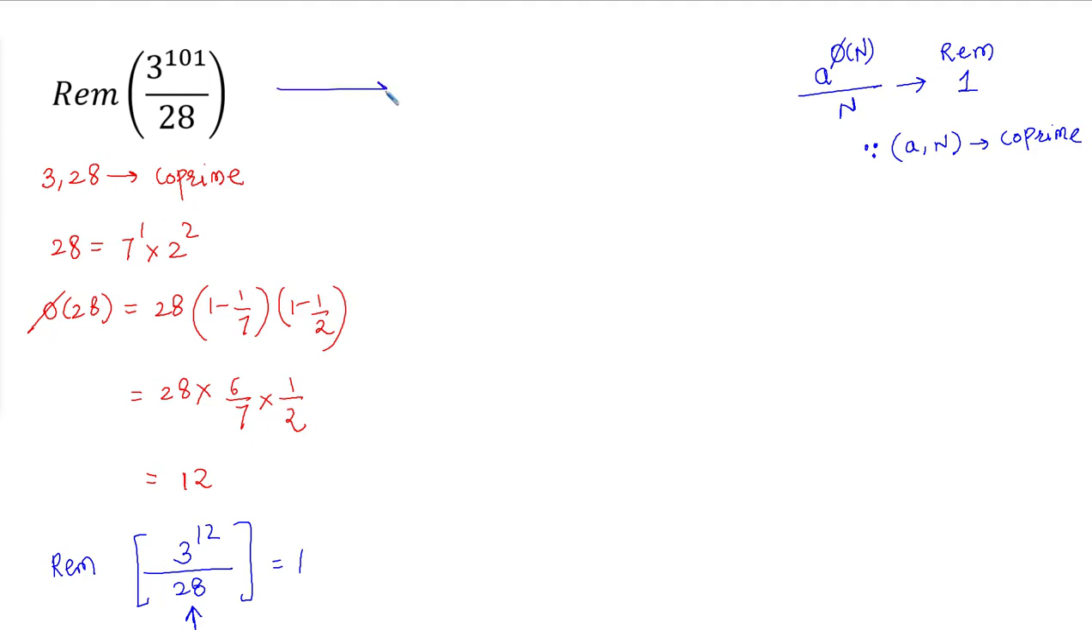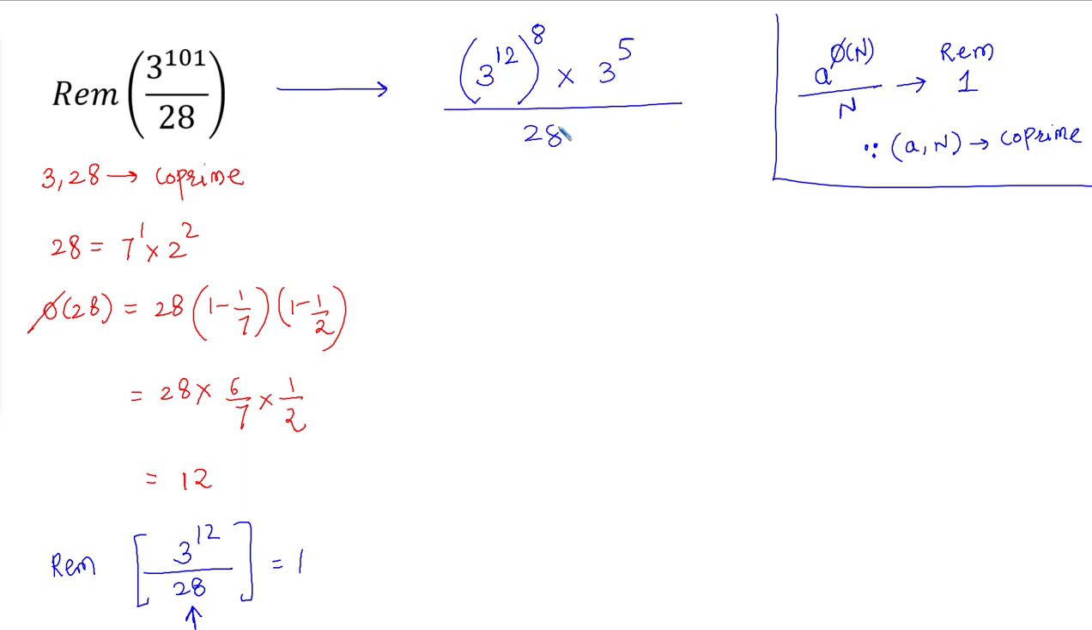Okay, so we want the power of 3 to be 12. So 3 to the power 12, bracket to the power how much? 12 8s are 96. Okay everyone, 12 8s are 96. What is left? 3 to the power 5 is left, divided by 28. Okay everyone, so if we divide 3 to the power 12 by 28, the remainder is how much? 1.